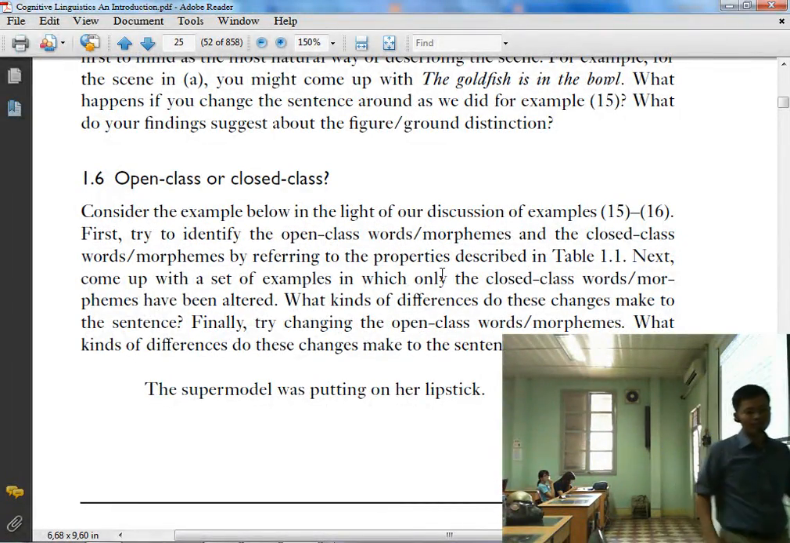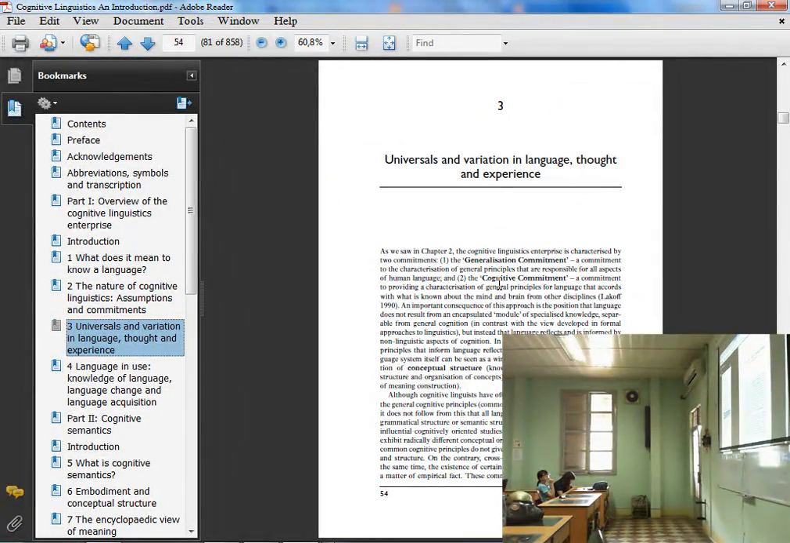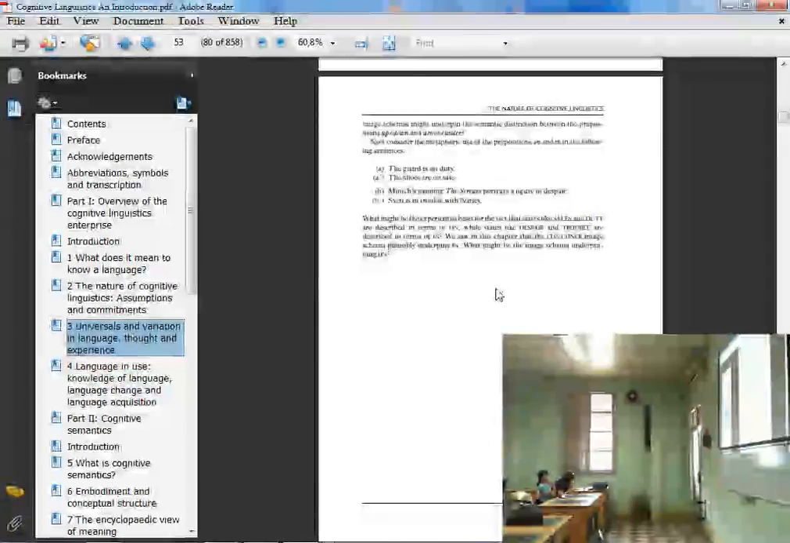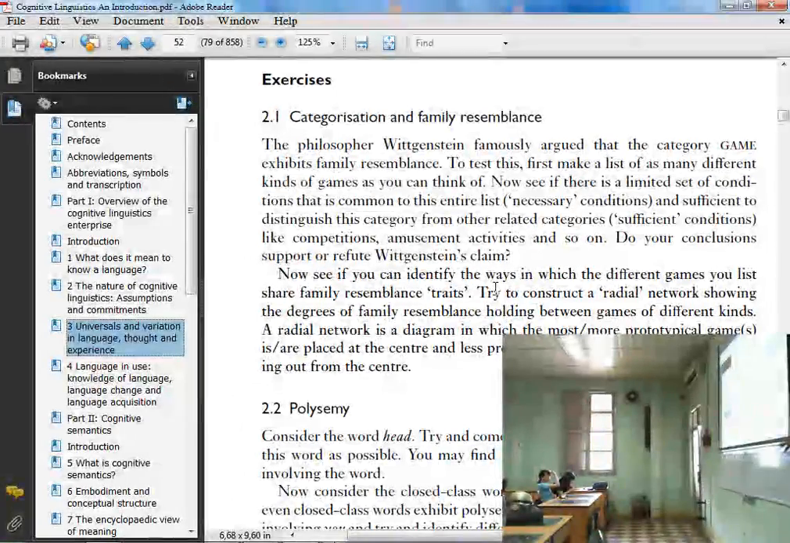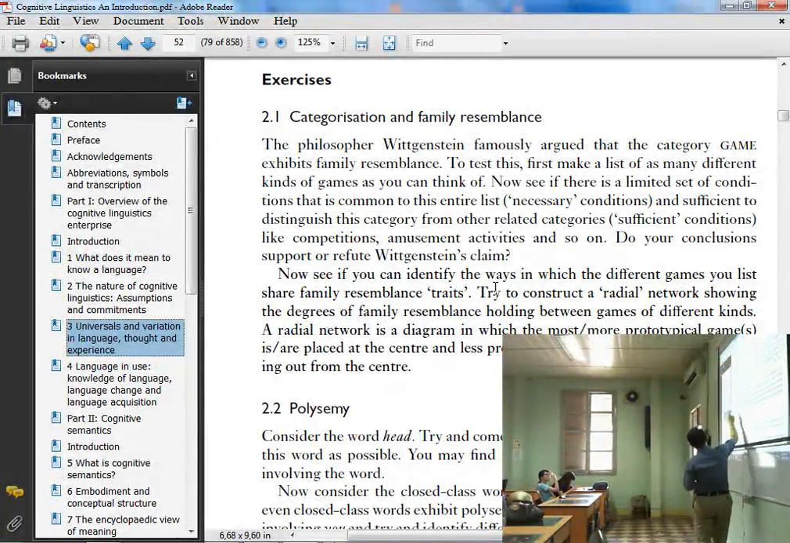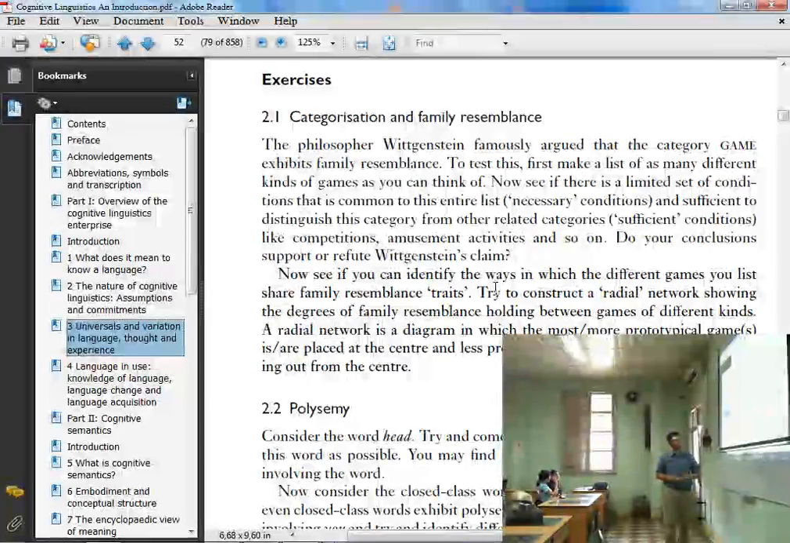At home, you need to do similar exercises for chapter 2, assumptions and commitments. Okay? So do these exercises for this chapter and this chapter for me. The textbook is there. And how do you do the exercises? You need to do the readings. If you do not do the reading, there's no way you can understand all of these key things.